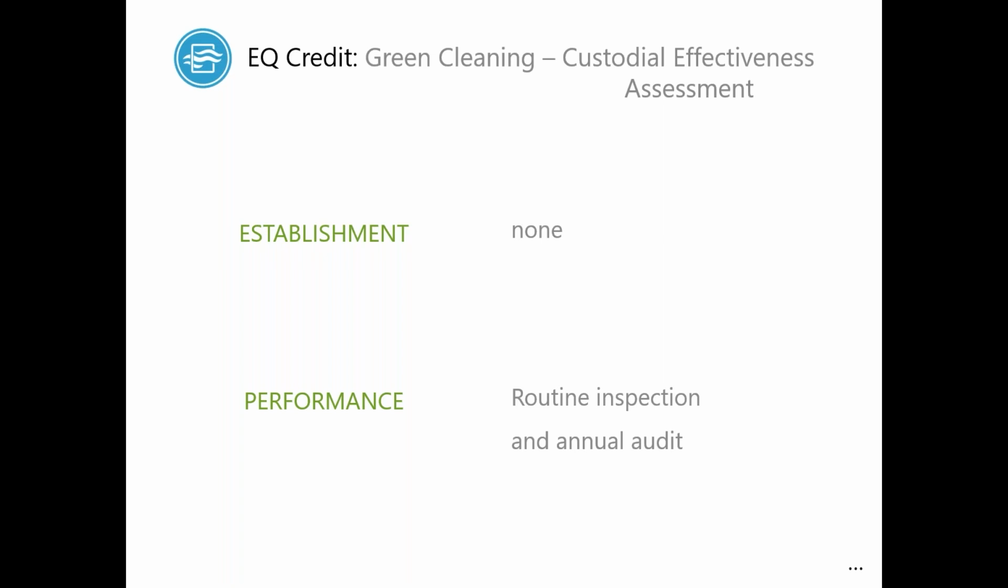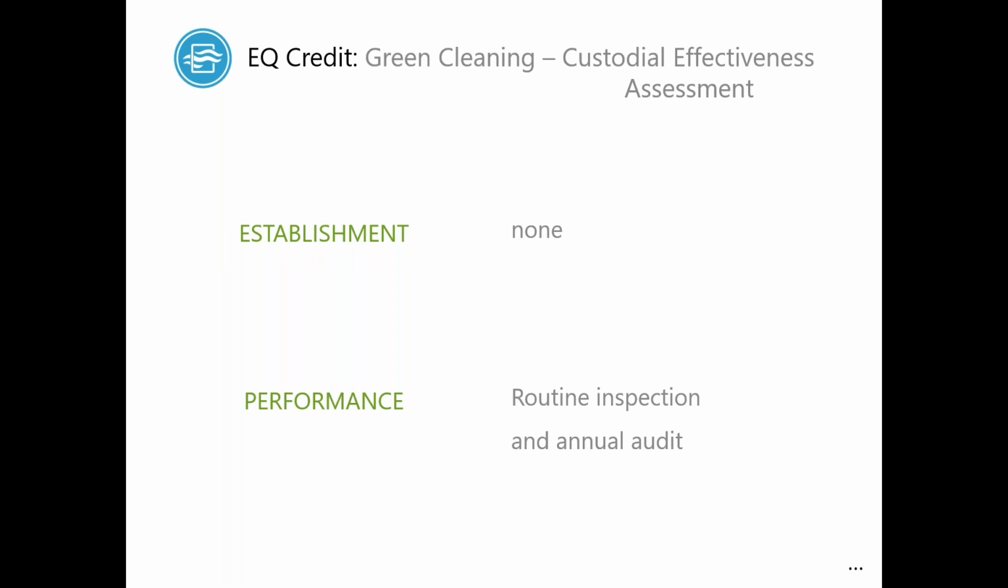So making sure that we're keeping track of how clean the building is, looking at what areas maybe need some cleaning improvements, creating sort of a continuous improvement process to make sure that the building is being maintained and that it's as clean as it possibly can be. And then actually doing an audit annually.